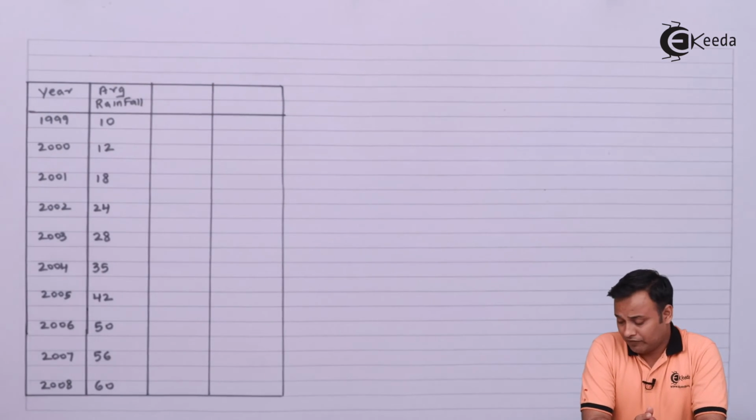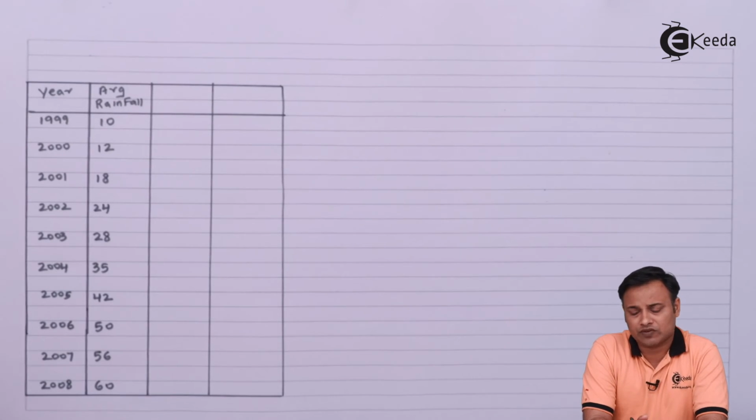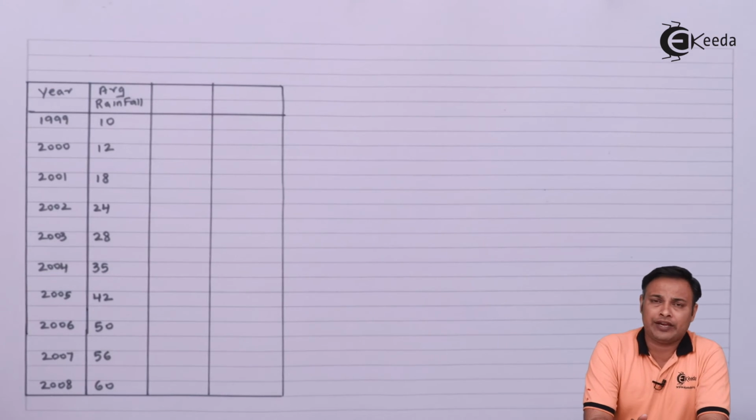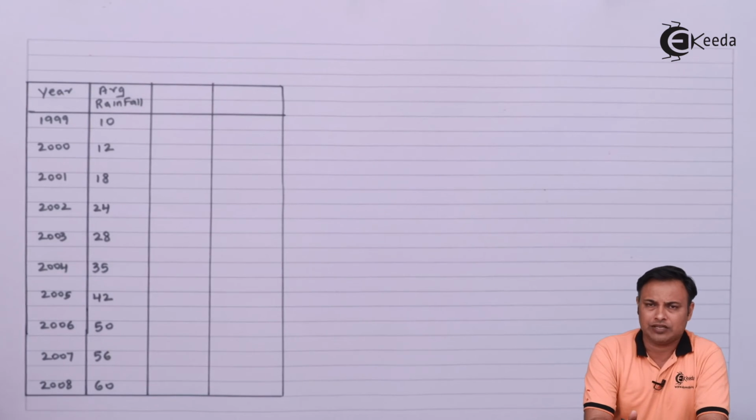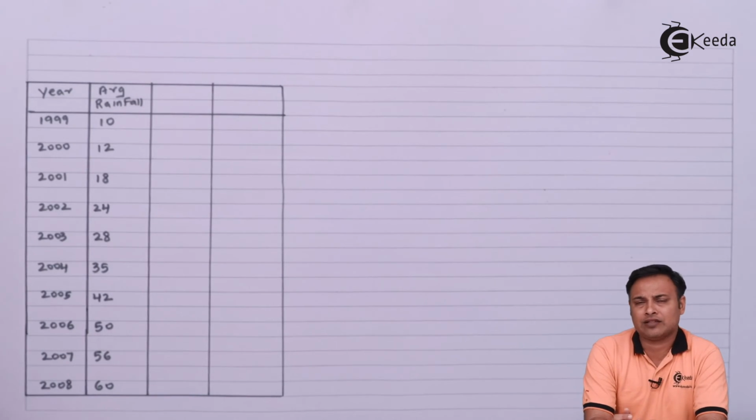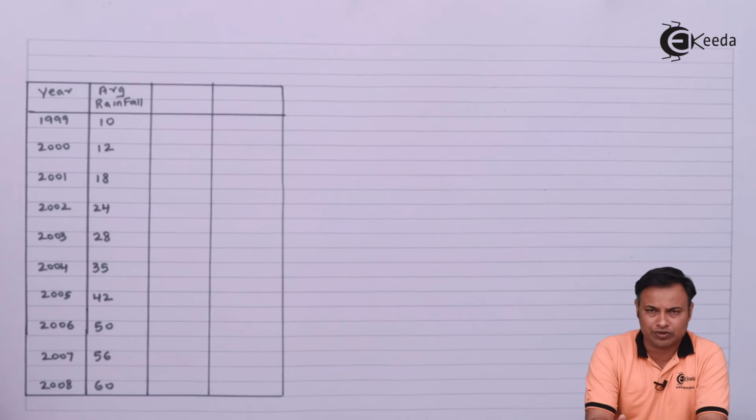Now, this is an example where I have taken the average rainfall for a certain number of years from 1999 to 2008. In this case, can I calculate the moving averages? First, I need to calculate the moving totals. Now, I can calculate the moving totals for 3 years, 5 years, or maybe 7 years. In general, our problem will have either 3 yearly, 4 yearly, or 5 yearly moving totals. Let's say I'm doing it for 5 yearly moving totals.